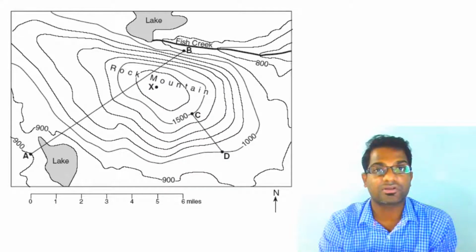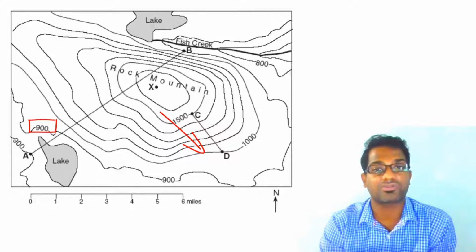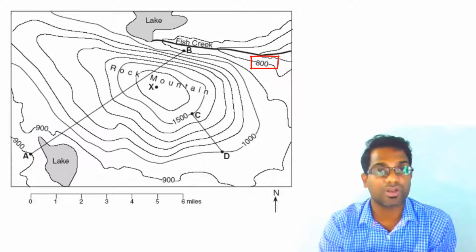You can clearly see from the figure that X is a point which is located at a closed annular ring, which is near about the center. And if you come down, you can also see the values which are decreasing from 1500 to 1000 and thereby 800, and you can see the lake. What do these values represent? These values represent the vertical distances of the lines.